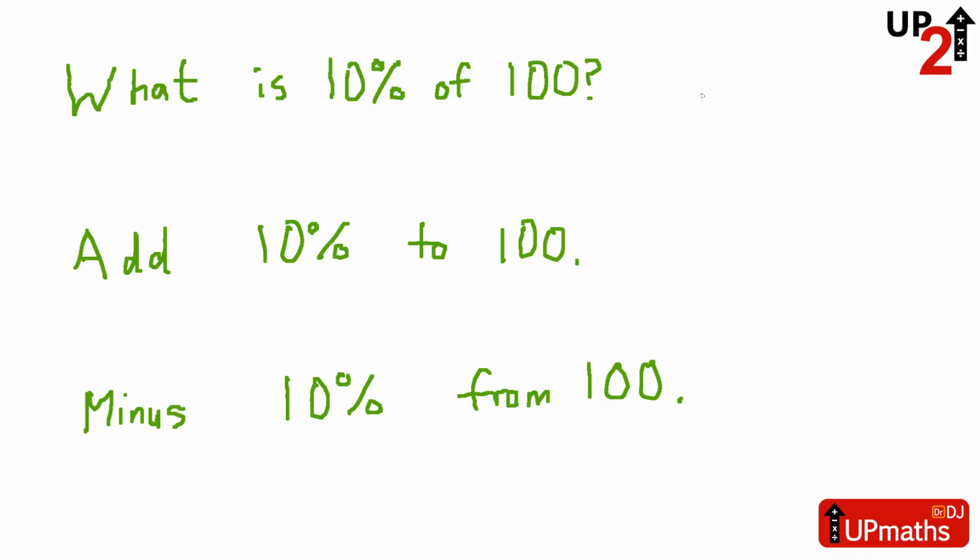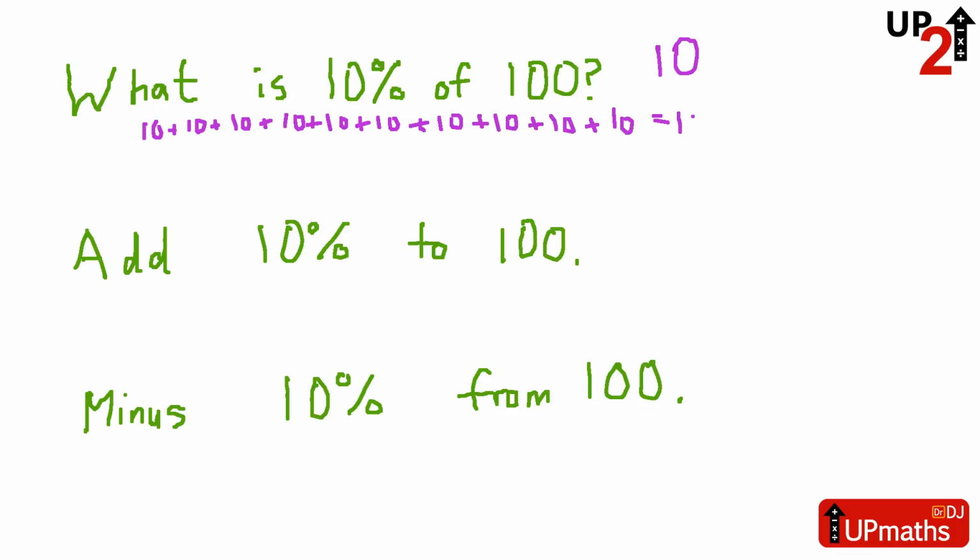What's 10% of 100? That'd be 10. Because what's 100% of 100? That's 100, isn't it? What's 10% of 10? That's 10. Also, you could think, well, 10%... it's taking ages, isn't it? 1, 2, 3, 4, 5, 6, 7, 8, 9, 10. There we go, that makes 100.